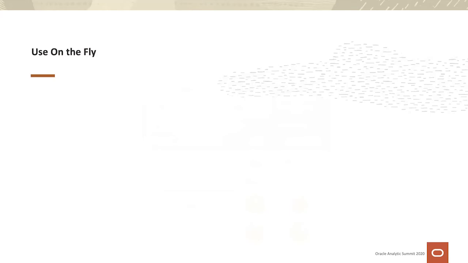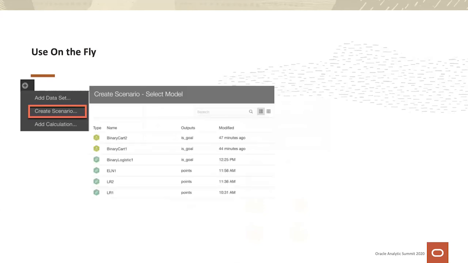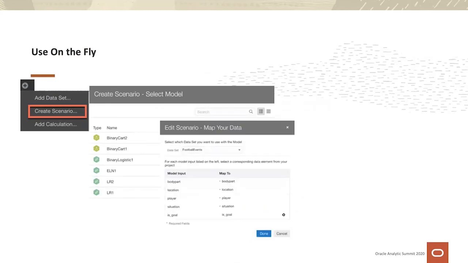And it's, again, very easy. First of all, you need to attach the data set that you want to use in order to create the predictions. And then you can simply select Create Scenario. You will be able to select which model you will be using in order to create the predictions. And then you will need to do some matching between the columns which are available in the data set that you are using and the columns that are available in the data set that you used to train the model with.